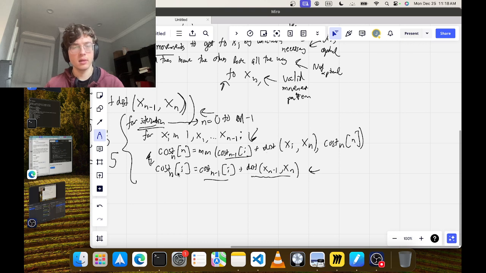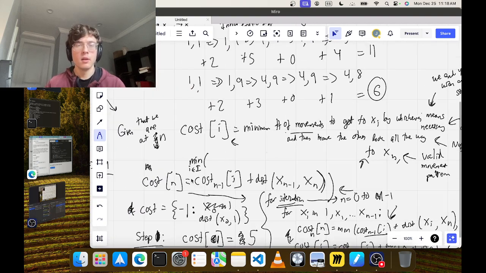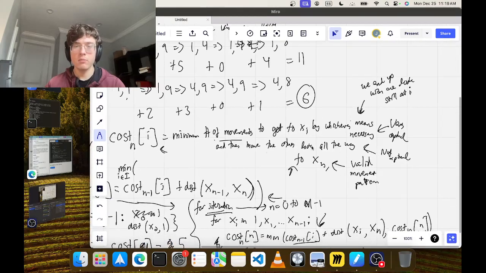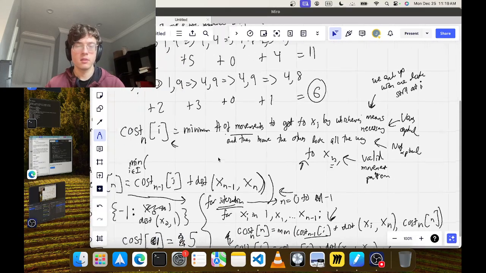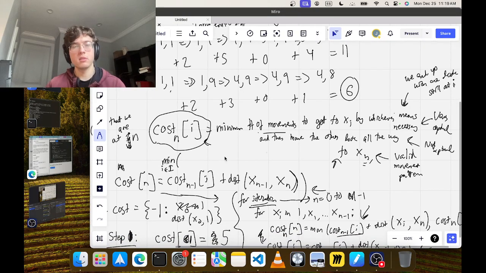So this should be cost n of i. I'm going to overwrite it because we don't need the previous values, but you could just as easily save it and then put it into cost n of i. So what is this cost n of i? Here, let me put this here. It's the minimum movements to get to xi by whichever means necessary, and then move all the way to xn. So it has two parameters, this definition. Make sense? And it just so happens in my solution that I overwrite the cost n minus 1 of i with cost n of i.